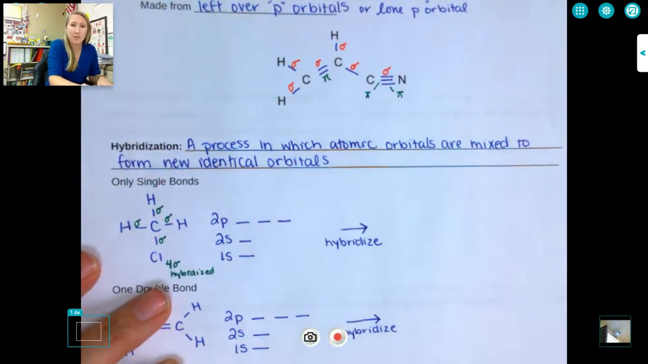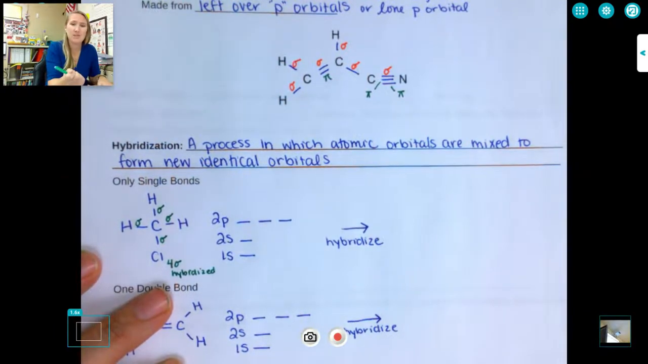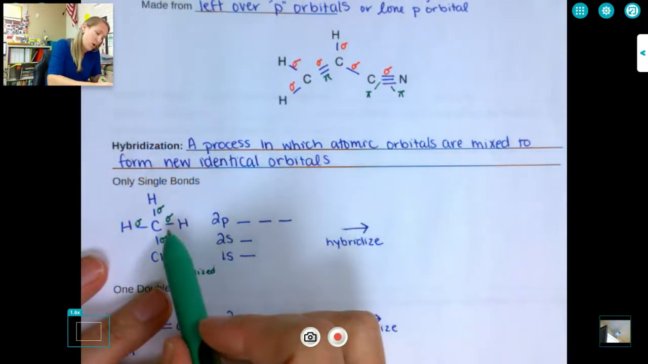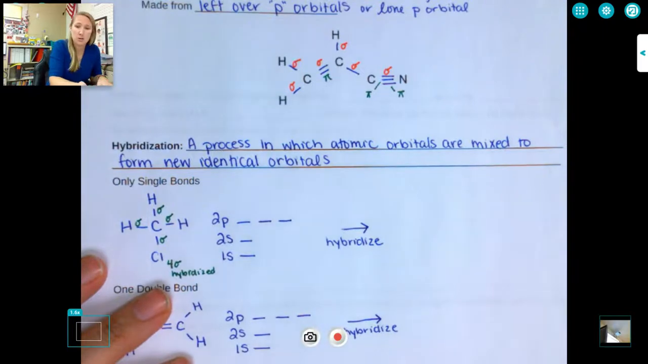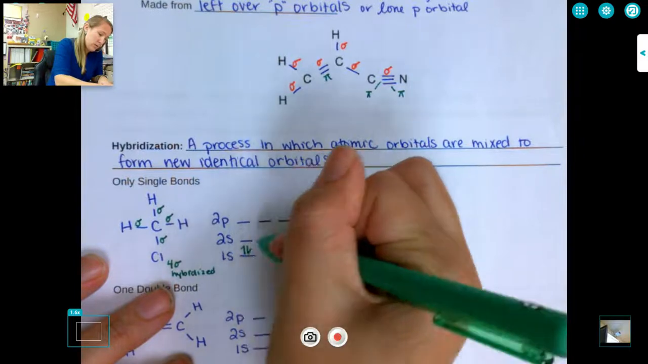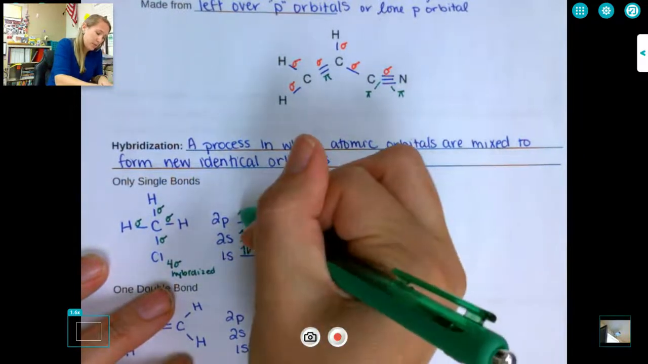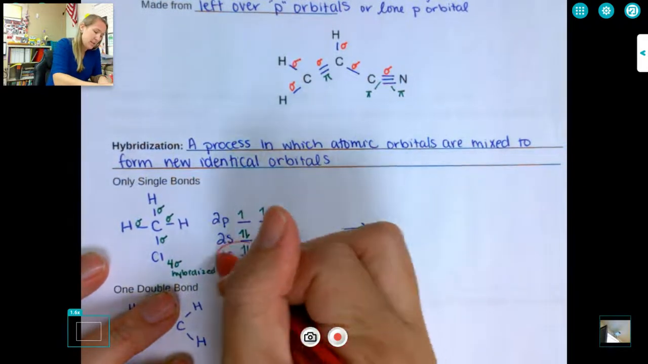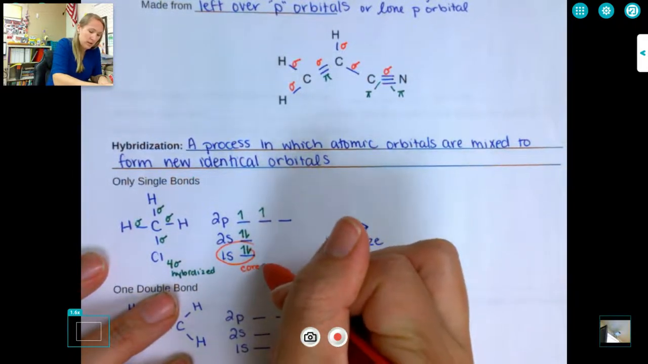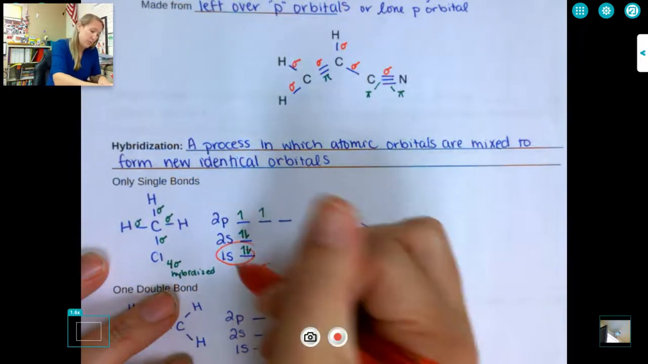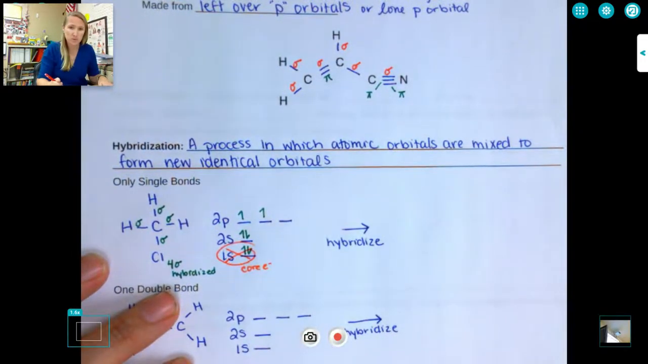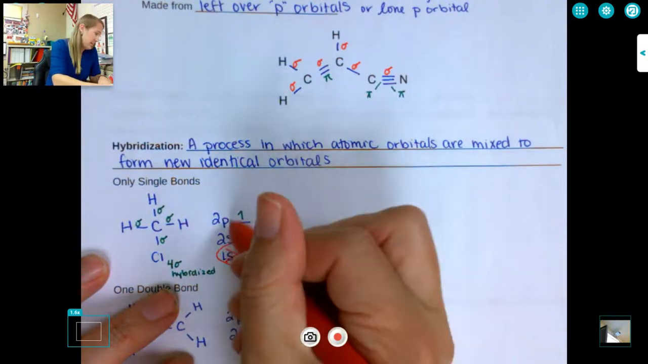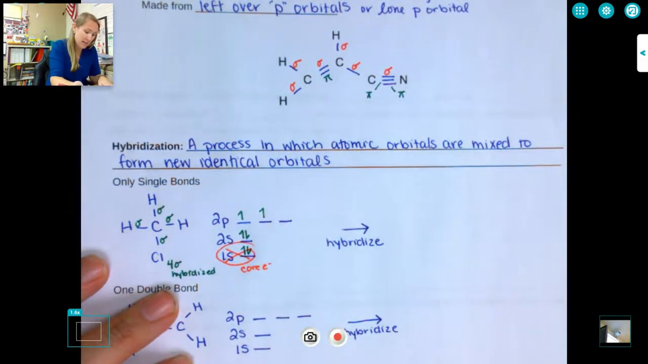Now, we know that bonds are formed using electrons, so I need to think about what electrons are present in carbon. Well, if I were to write its electron configuration in orbital notation for carbon, I would have 1s2, 2s2, and 2p2. Now, my 1s, these are your core electrons, and they do not bond. So I'm going to ignore those. My valence electrons are the ones that do the bonding. So that's these guys. These guys are the ones that are doing the bonding.